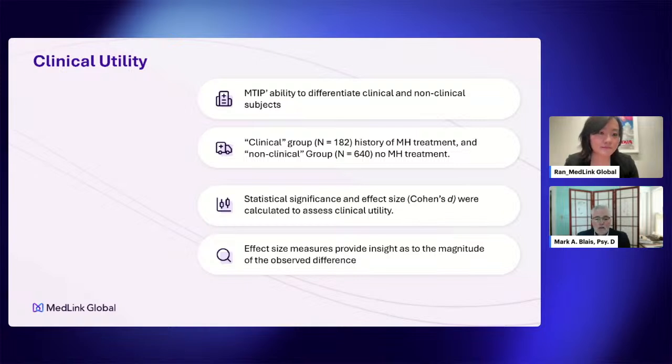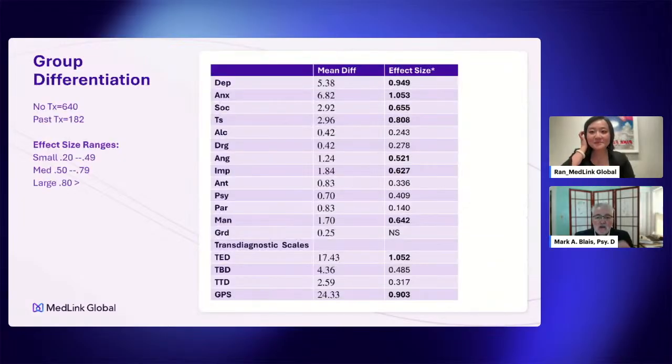We used statistical tests to see if there were mean differences, but more importantly, we obtained effect size measures, or Cohen's d, to be able to demonstrate the magnitude of the difference. So here we see the group differentiation, the mean difference between the groups. Now remember, the no treatment group is our standardization sample, and we're comparing it to the people who identified as having past treatment. That's 182 subjects.